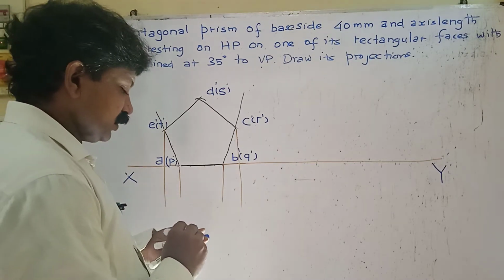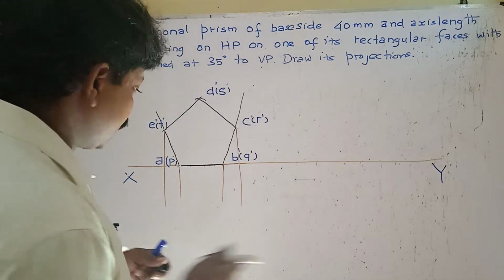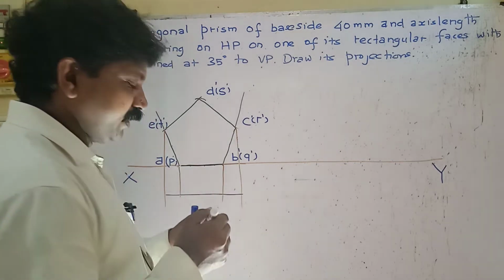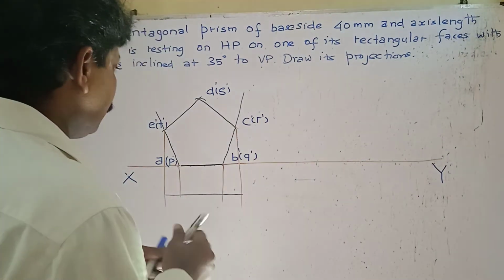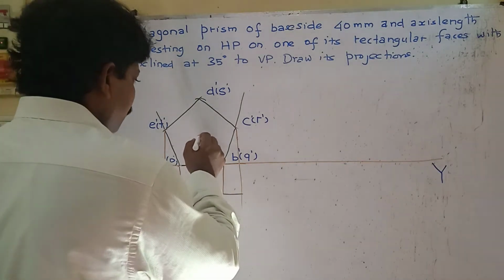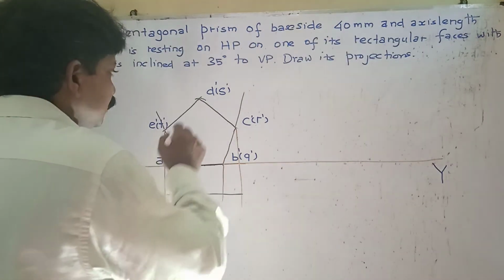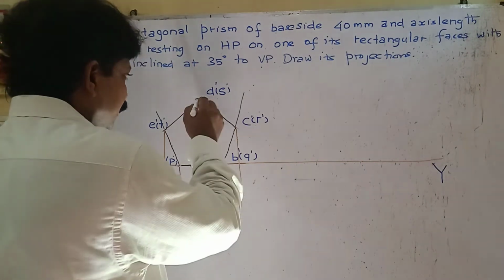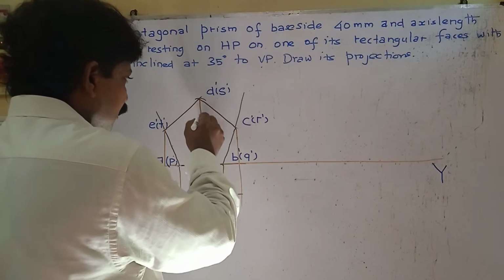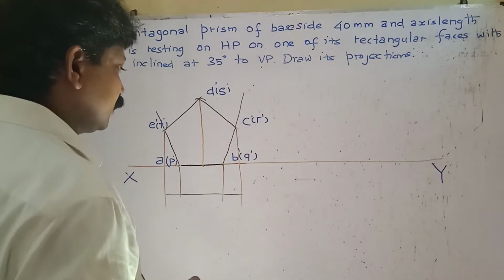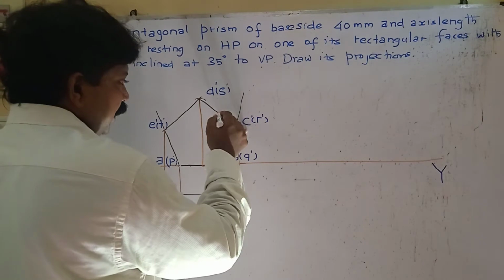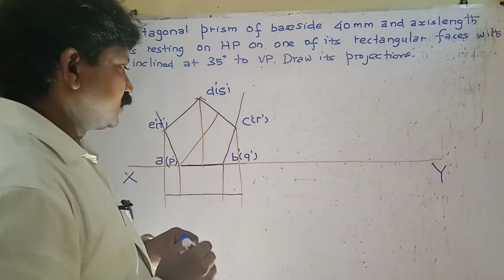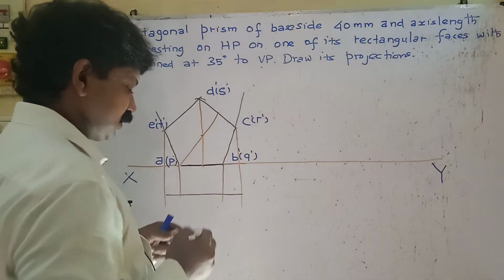Leave some distance, 30 to 40 mm, and after that draw the top view. Our axis height is equal to 70 mm, so 70 mm distance from the axis point. How to mark the axis point? Mark the midpoint of the base and draw a line from the opposite corner. Similarly, another side midpoint joined with the opposite corner. The intersecting point is our axis point.